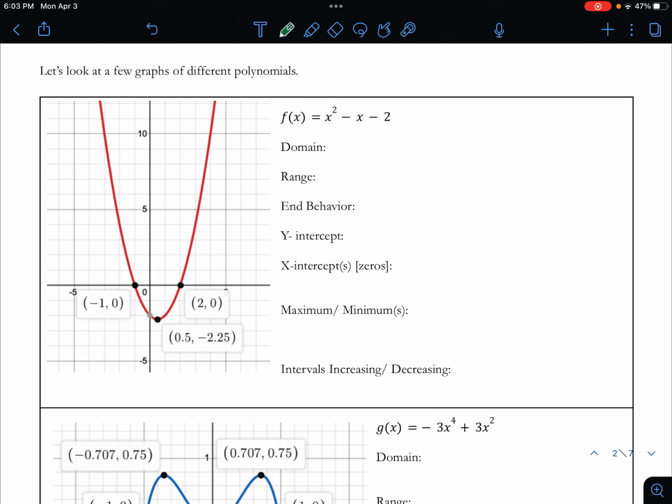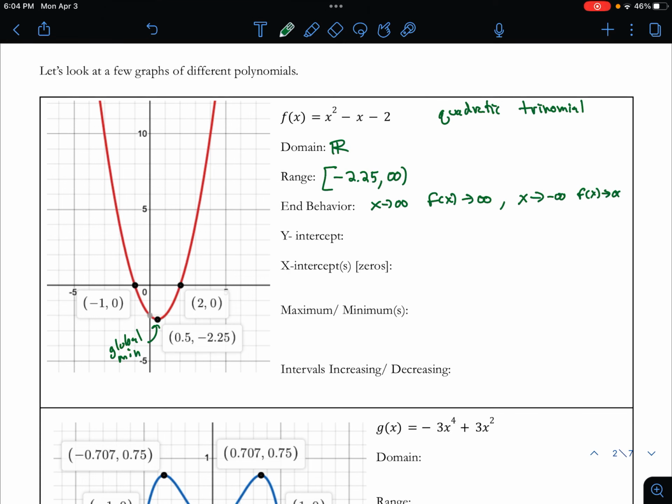So if I look at the function f of x equals x squared minus x minus 2, we see that this is a quadratic trinomial. The domain of all these functions is all real numbers. The range, looking at the graph, we see we have a global or absolute min at 0.5 comma negative 2.25, sorry. So negative 2.25 to infinity. Our end behavior as x goes to infinity, f of x goes to infinity. As x goes to negative infinity, f of x also goes to infinity.